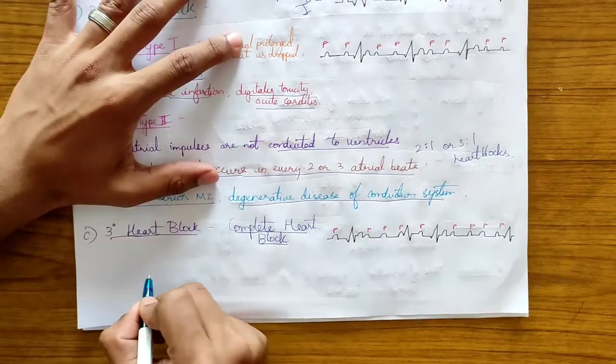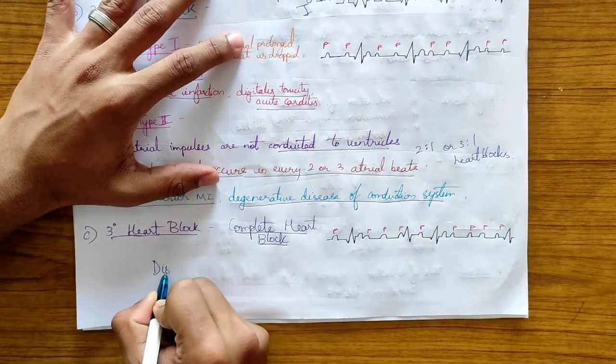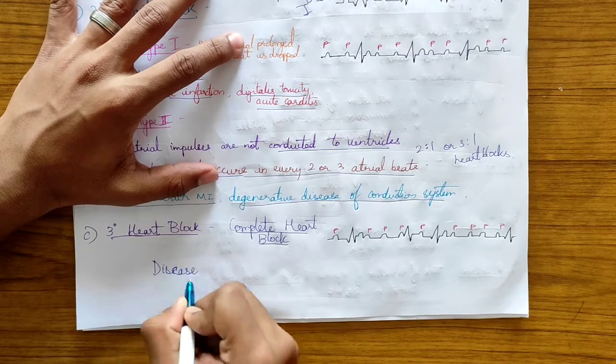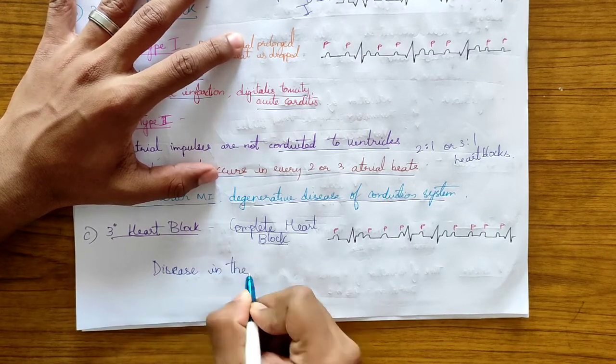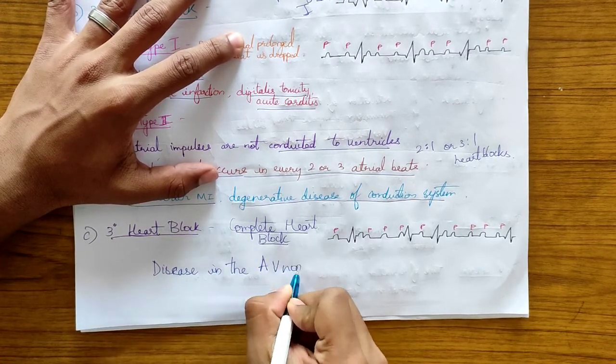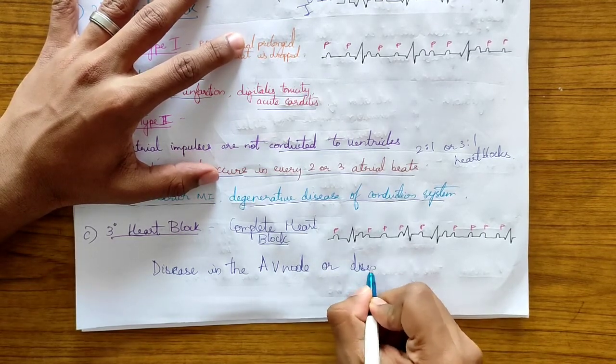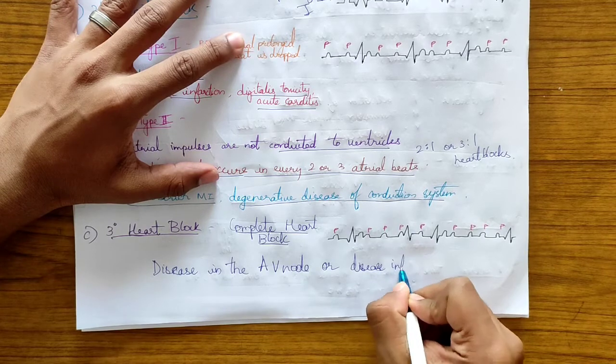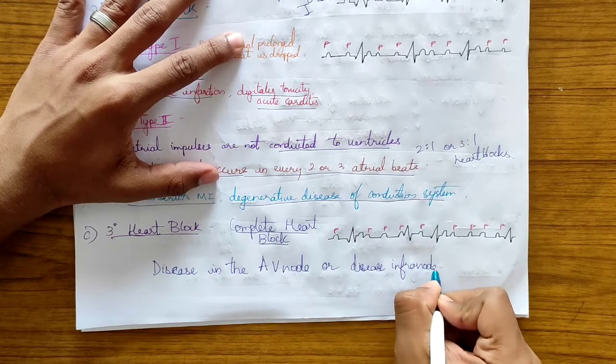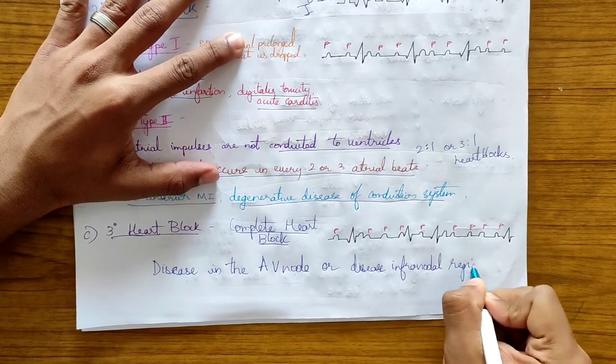It occurs with disease in the AV node or disease in the infranodal region.